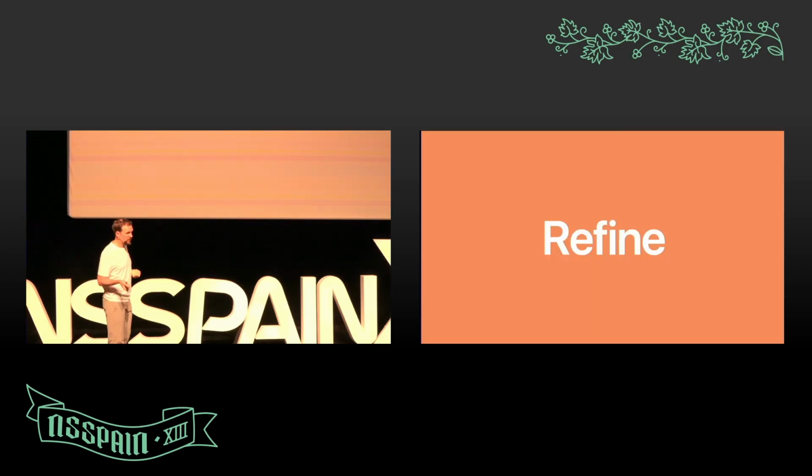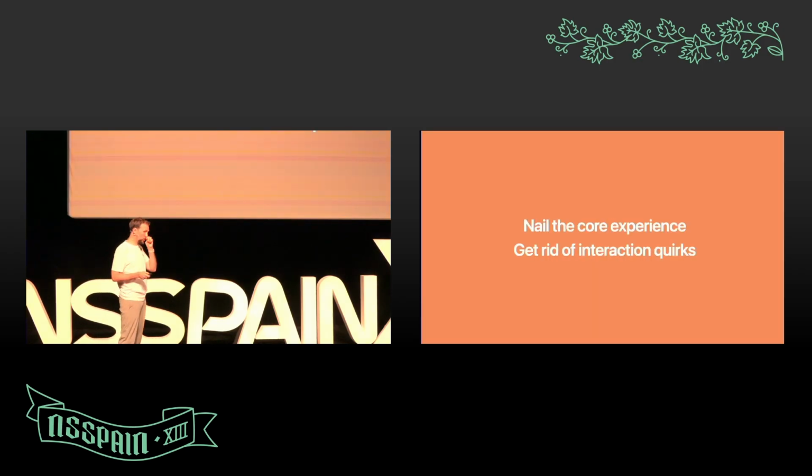And the next step is refinement. And refinement is always about nailing the core experience and getting rid of any interaction quirks. It's important to get the onboarding right. It's important to just give somebody the phone and they immediately get what I want to transport in the app.